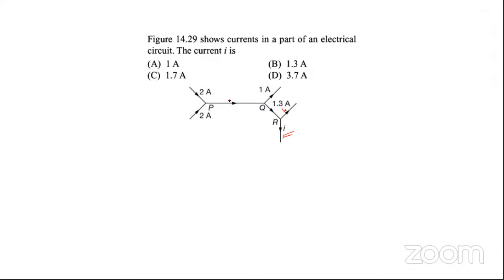Alright, this is a very easy question. So this 2 and 2 are coming at this junction. So this will be 4. 1 ampere has left the junction, so this will remain as 3, and 1.3 has left from the junction, so the remaining will be 1.7. That is the C option. Alright, let's proceed to the next one.